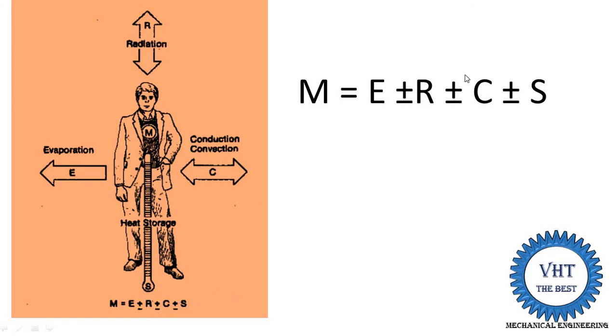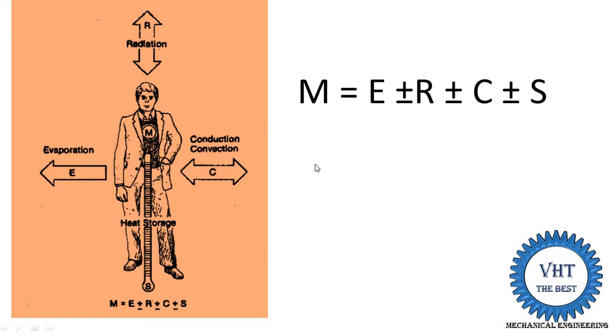C means heat by conduction and convection. In our body also, heat is transferred from one part to another part depending upon the temperatures. Heat is also transferred by convection depending upon the velocity of the air or the wind that is flowing outside our surface. So it is also plus and minus depending upon the temperature range. And S means some amount of energy stored by our body. Some heat is stored to maintain our body temperature.